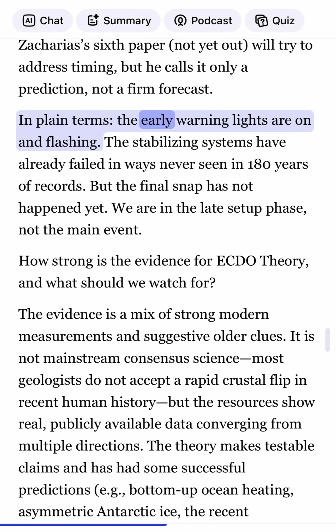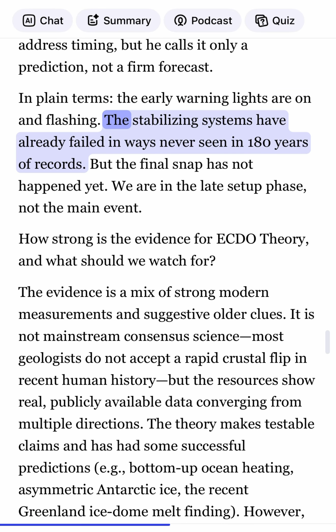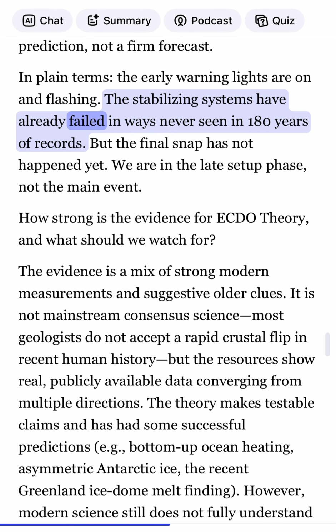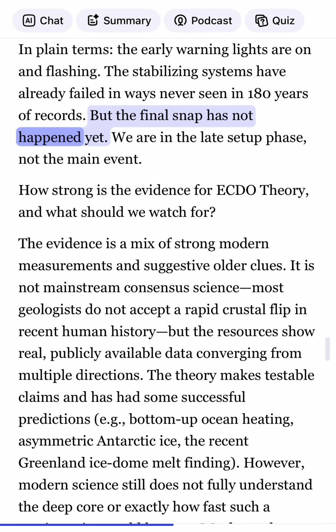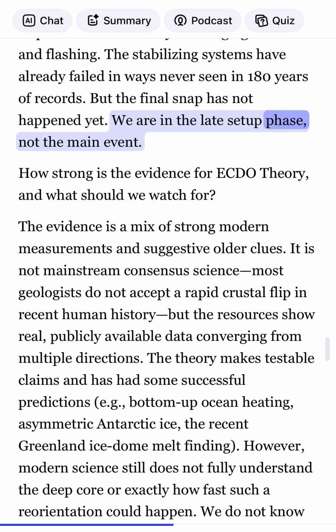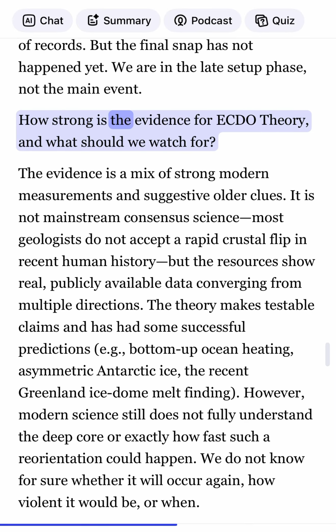In plain terms, the early warning lights are on and flashing. The stabilizing systems have already failed in ways never seen in 180 years of records, but the final snap has not happened yet. We are in the late setup phase, not the main event. How strong is the evidence for ectotheory, and what should we watch for?